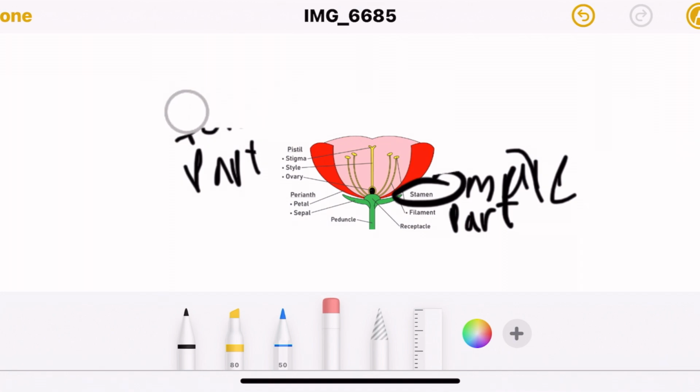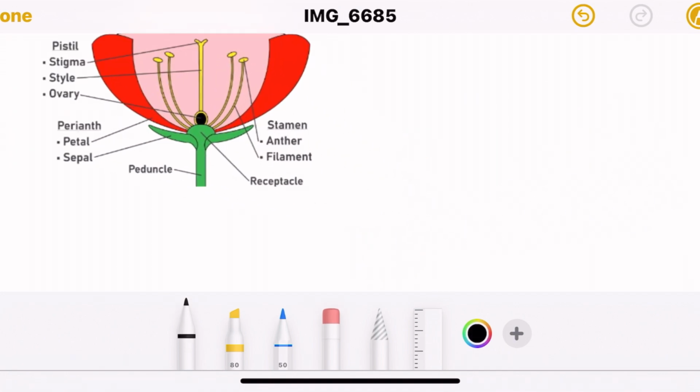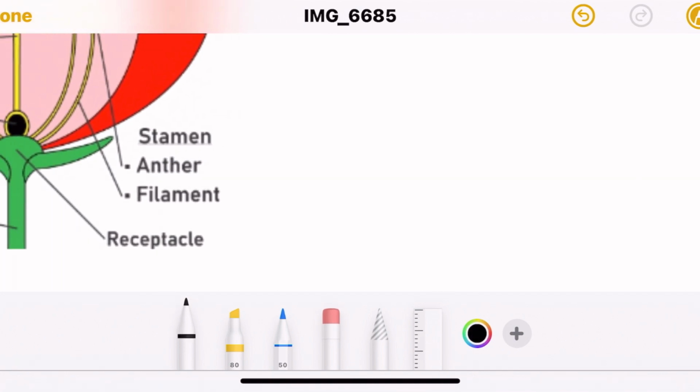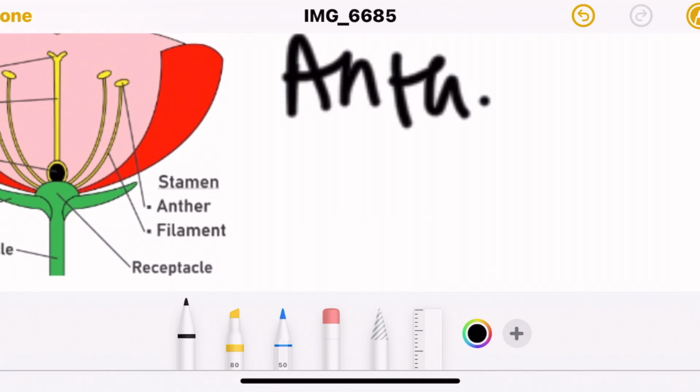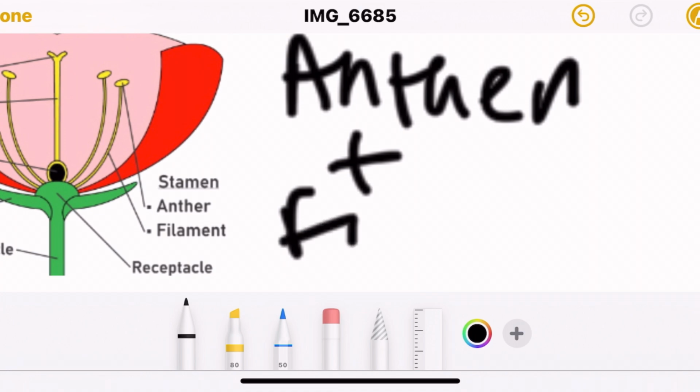So now first of all, let's study the male part. The male part consists of anther and filament. Alright, it consists of anther plus filament.